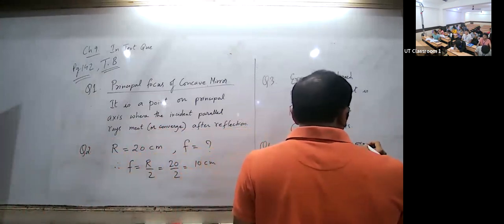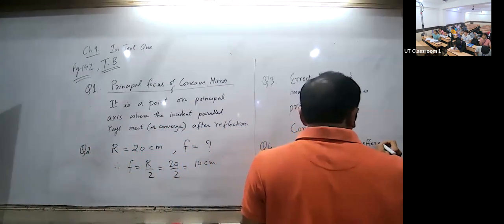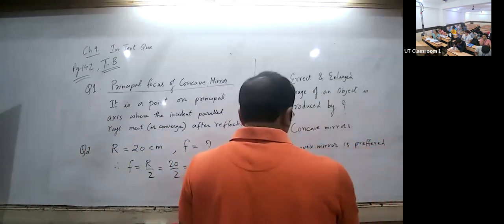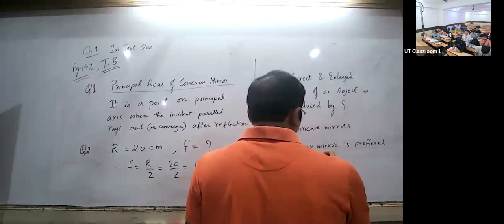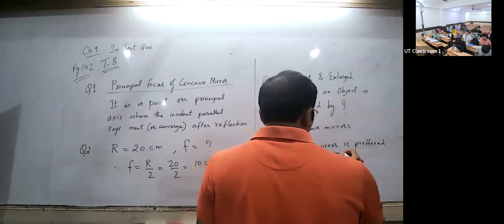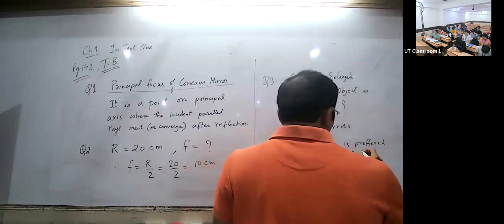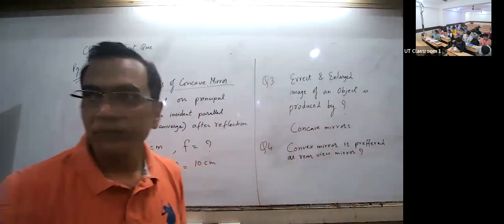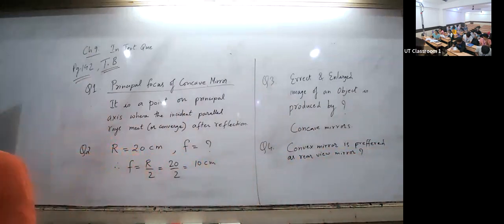Is preferred as rear view mirror. Why? So this is a convex mirror. Gets a wider viewing area. Okay. So 2 reasons.